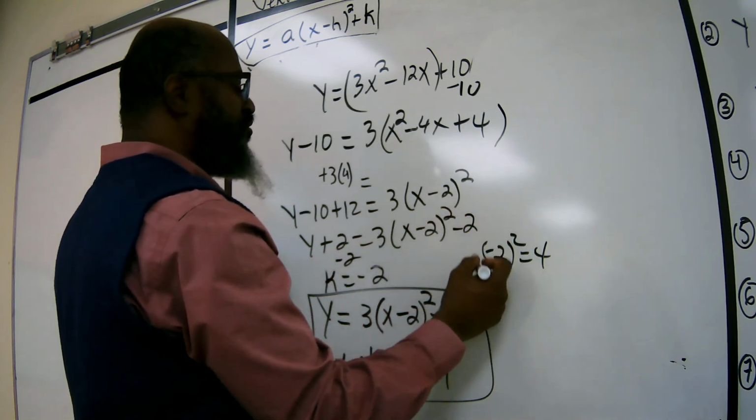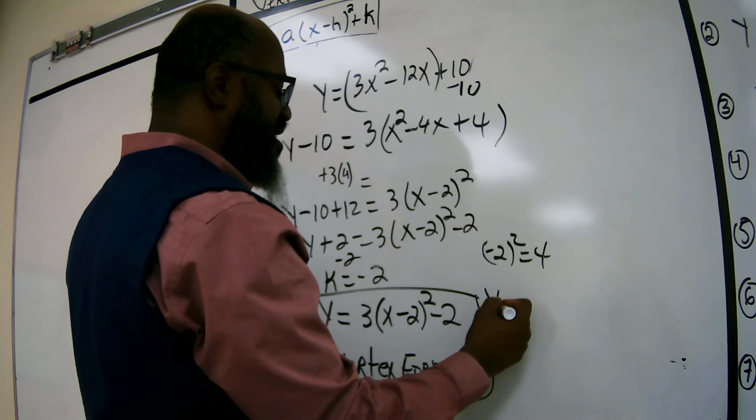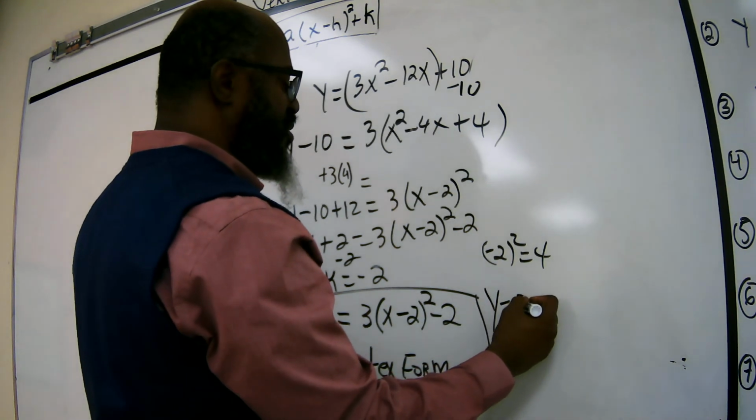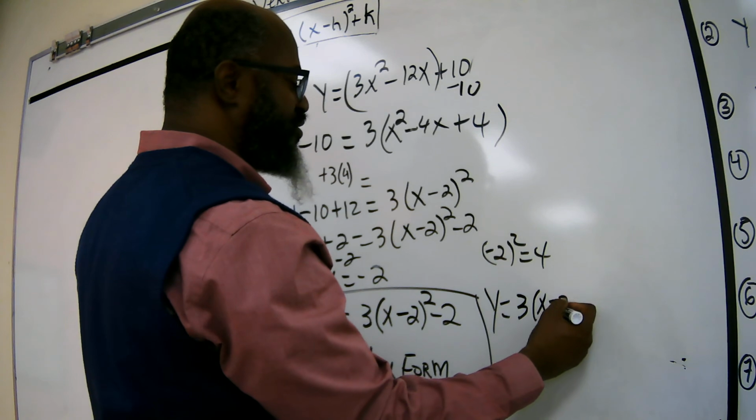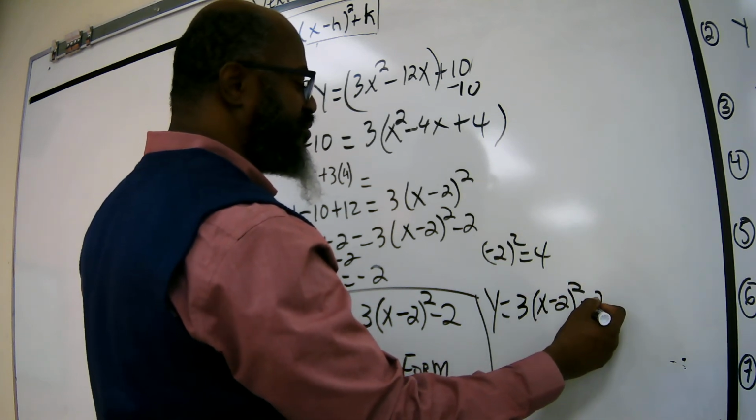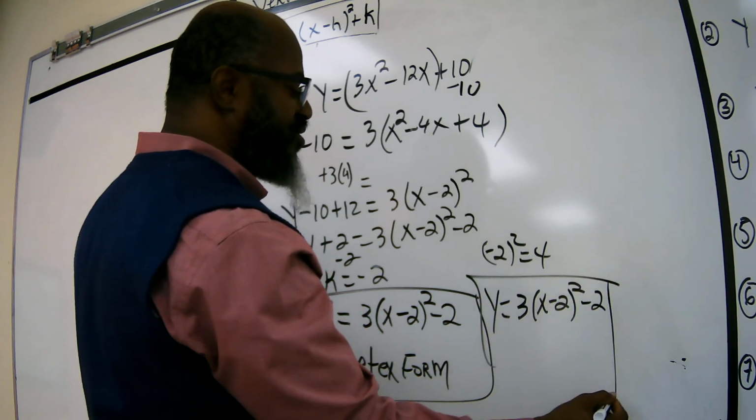Then you are home free after all. Then you have y equal 3 times x minus 2 squared minus 2. Then you are in vertex form.